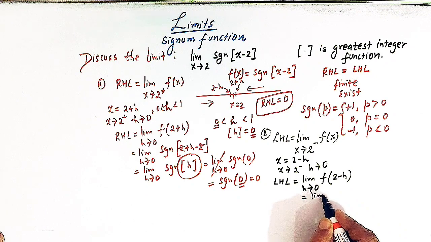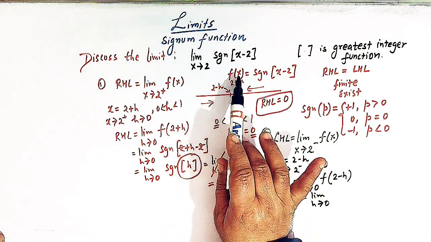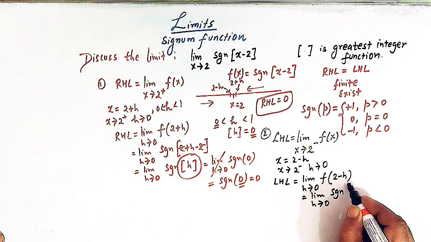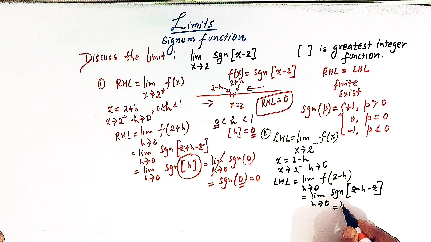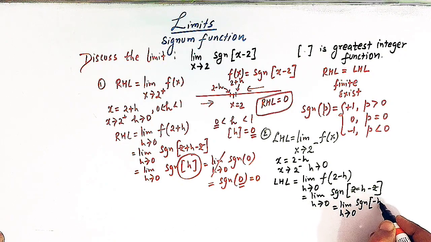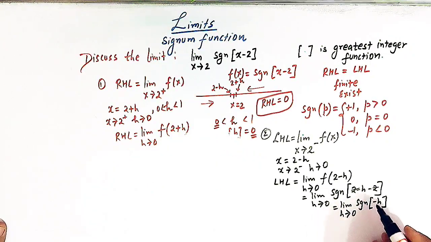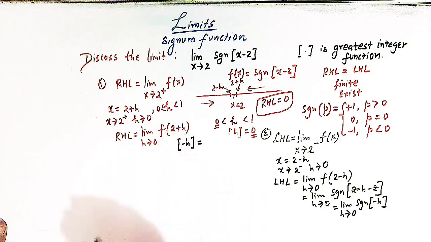So now we have limit h tends to 0, and f of 2 minus h can be obtained by replacing x by 2 minus h. So we have signum of greatest integer of 2 minus h minus 2, and now this 2 and this 2 get cancelled, and we have limit h tends to 0 and signum of greatest integer of minus h. So now here we have a signum of greatest integer of minus h, and we have to first write the value of greatest integer of minus h.